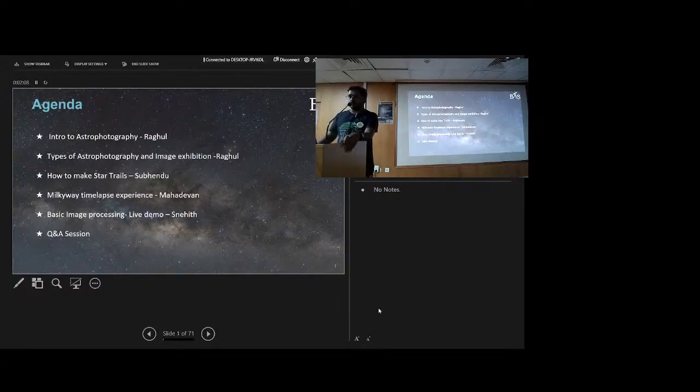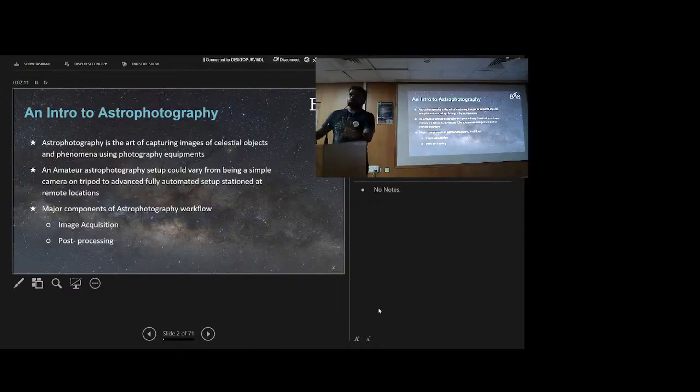Okay, so what is astrophotography? I used to keep it very simple. It's an art of capturing the celestial bodies using various techniques and various equipment that's really needed. An amateur setup could vary just between a small DSLR and a tripod setup, like the ones we use in our conventional astrophotography, to a complete photography setup inside of a dome in a place like Chile, and then operate remotely from India.